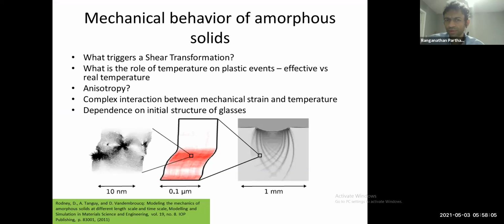And coming to amorphous solids such as metallic glasses, shear transformation is the fundamental mechanism which starts off the failure at the atomic scale. There are several factors which need to be studied. One of them is the dependence on the initial structure, that is, the atomic level stresses and strains, which are already present in the undeformed solid.